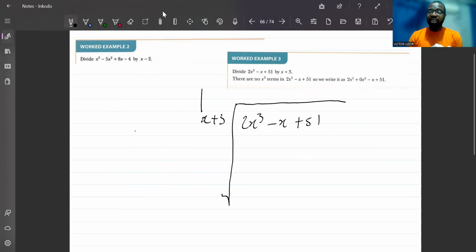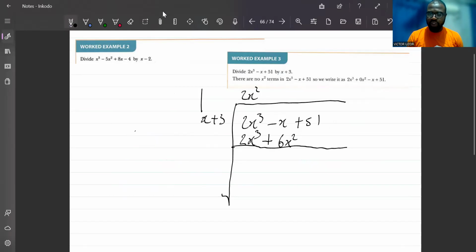3x cubed divided by x will give you 2x raised to the power 2. So what you multiply will still give you 2x raised to the power 3. And you multiply the other part, it gives you plus 6x raised to the power 2. Now you subtract. This is where you need to be careful.